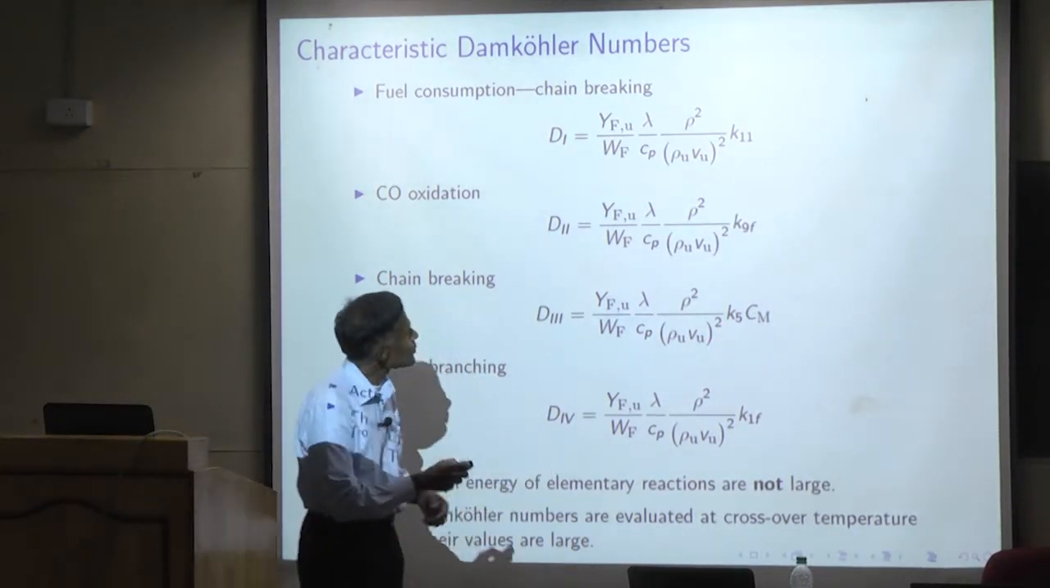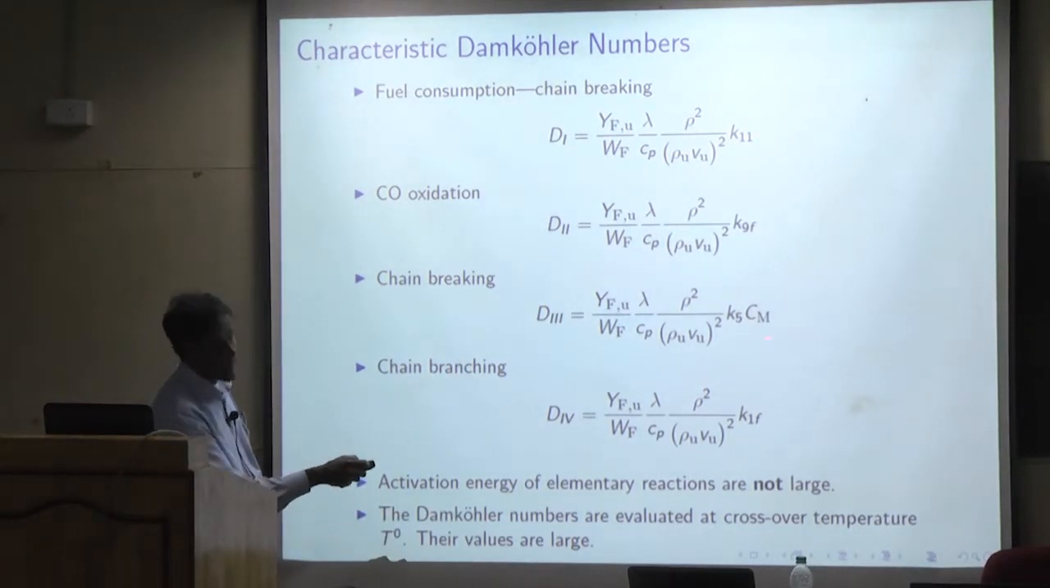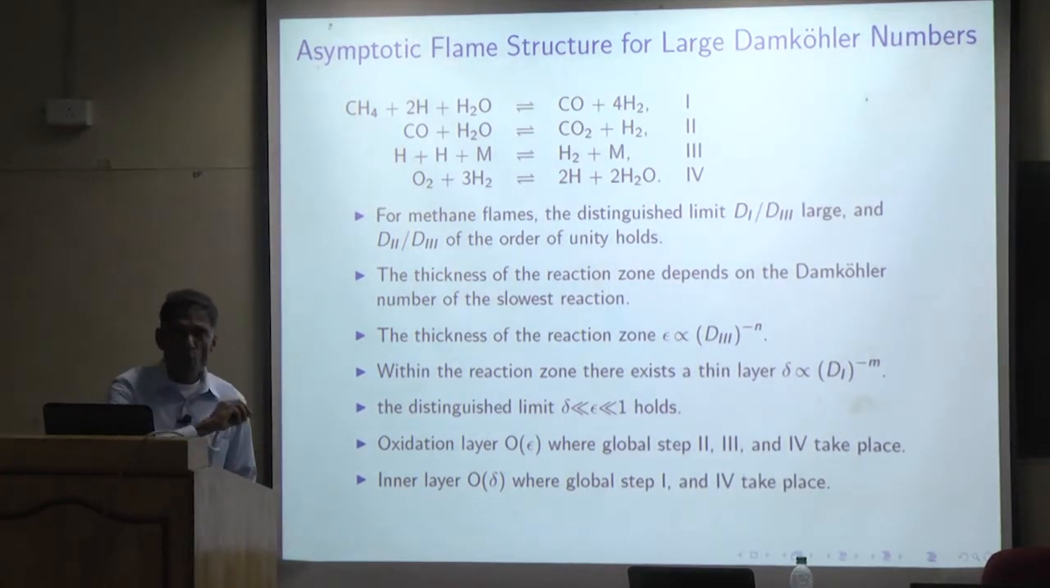Now it turns out that the rate constant K11 is much larger than that for that step. So therefore you can see that, in the distinguished limit, D1 over D3 is large. And the other thing that turns out for methane flames is that D2 over D3 is of order unity. That means the rate constants of these two reactions are of the same order. And this is not just for methane flames, for almost all hydrocarbon flames, this particular grouping holds.